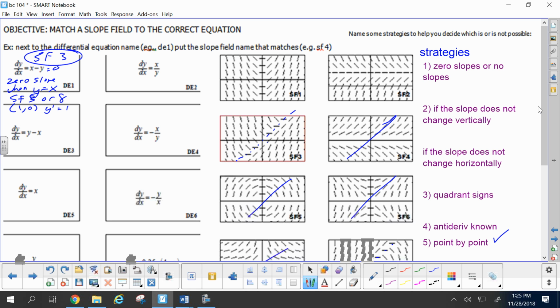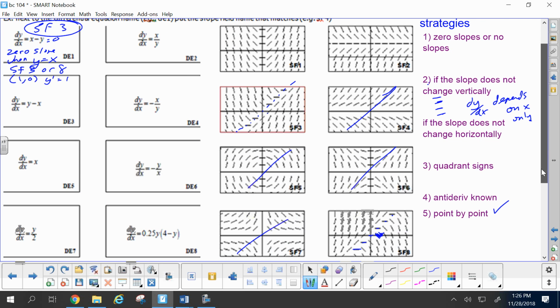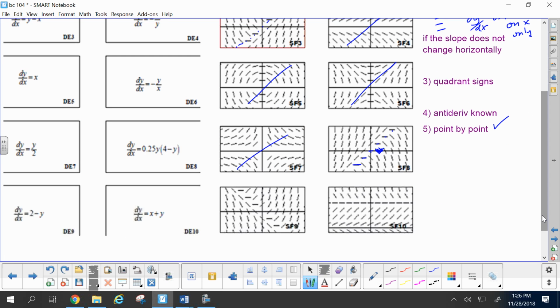The next thing I think I would probably go to is this idea. All these things go through my mind, so I don't know if they're in priority order. Another thing I might talk about is if the slope does not change vertically. If the slope does not change vertically, then what does that imply about the differential equation? Should it depend on x only or y only? If it doesn't change vertically, it doesn't depend on y. So dy/dx depends on x only. So say, for example, this guy. Actually, let's go this guy.